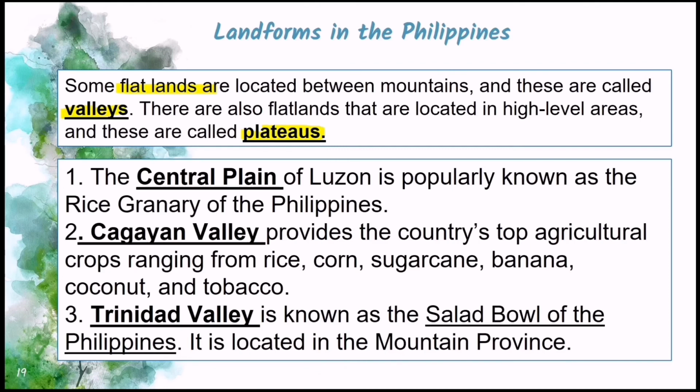Number 1, we have the Central Plain of Luzon, popularly known as the rice granary of the Philippines. They provide and produce rice that can be seen in Luzon. See these rice terraces. The area here is plain. The Cagayan Valley provides the country's top agricultural crops, ranging from rice, corn, sugarcane, banana, coconut, and tobacco. Number 3 is Trinidad Valley, known as the Salad Bowl of the Philippines. It is located in the Mountain Province.